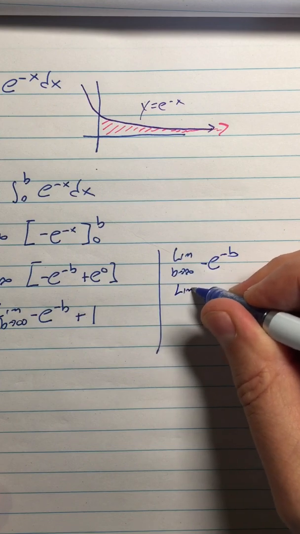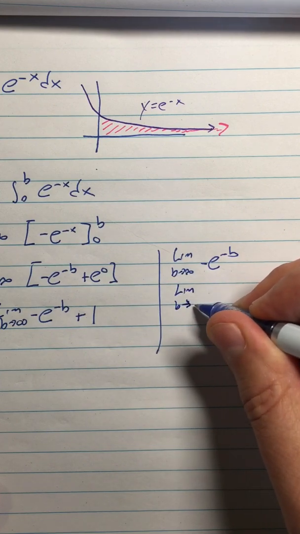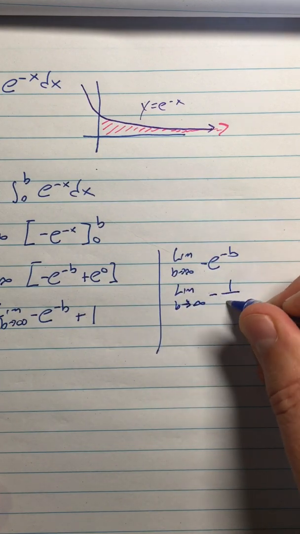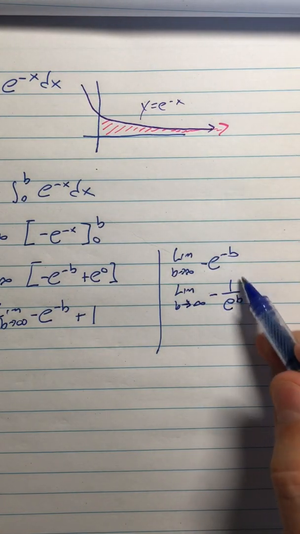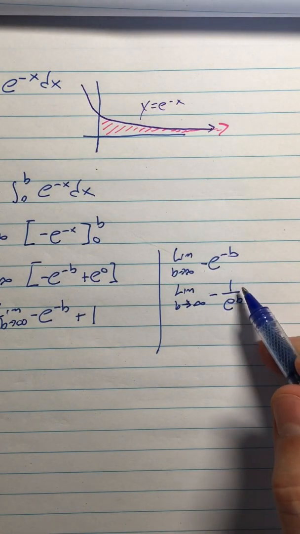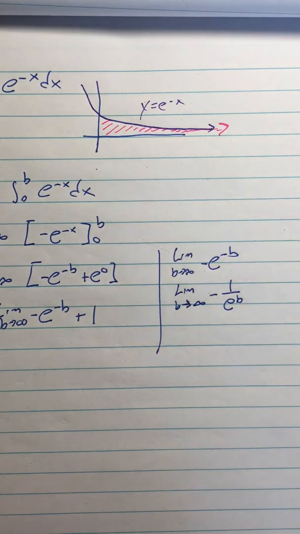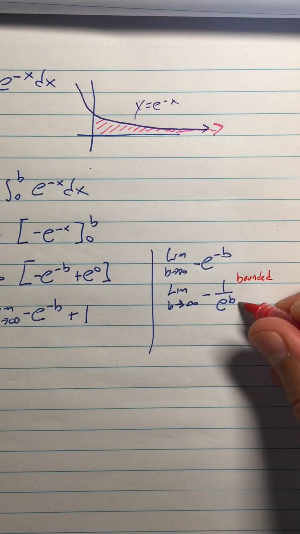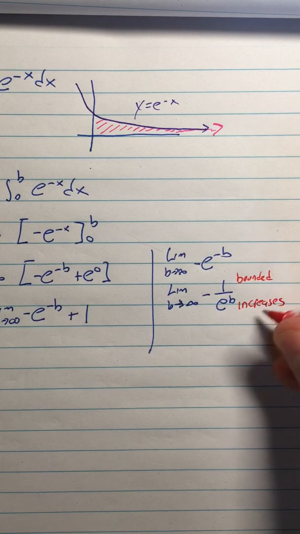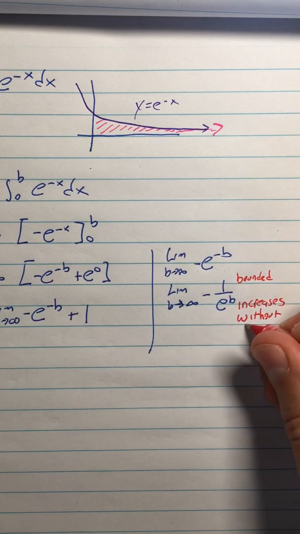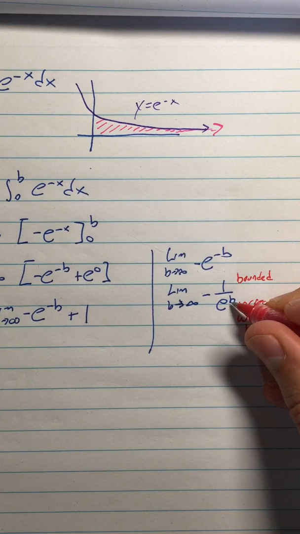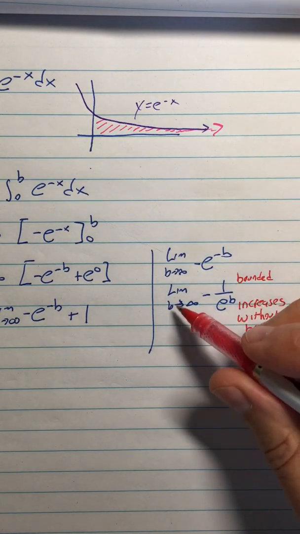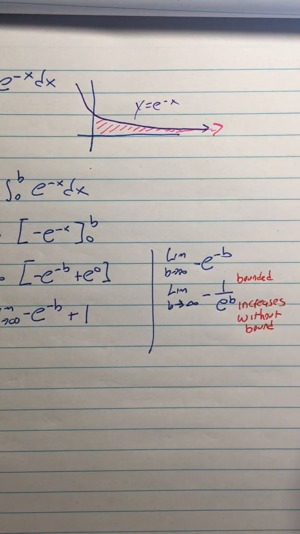Well, if I write this as a fraction, it's a little easier to understand what's going on. The limit as b approaches infinity of negative 1 over e to the b. So essentially the numerator is bounded, it's staying steady, but this time the denominator is really doing what I said it was doing last time, which is increasing without bound. That means any number you can think of, e to the b is going to get larger than that, because e to the b is an increasing function. So that limit is always going to be 0.